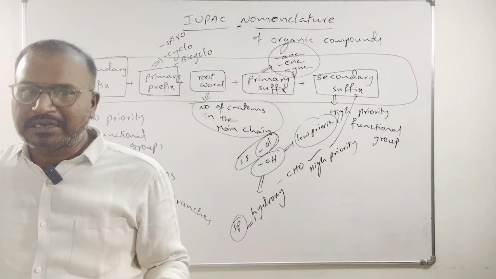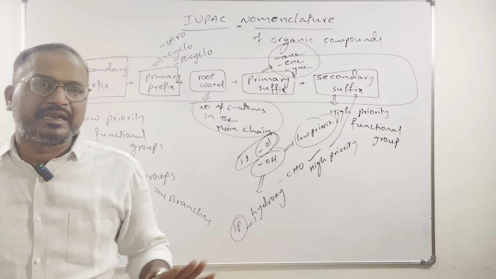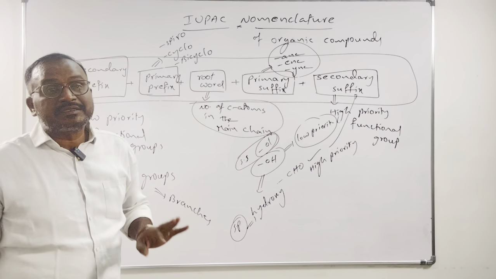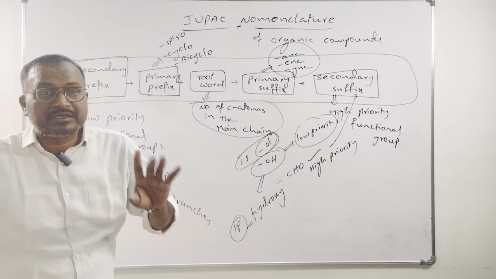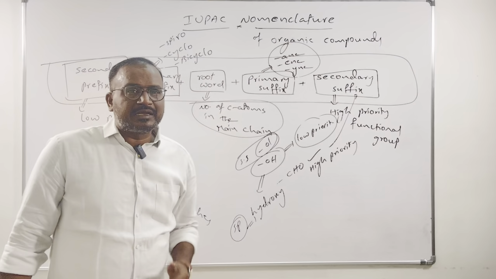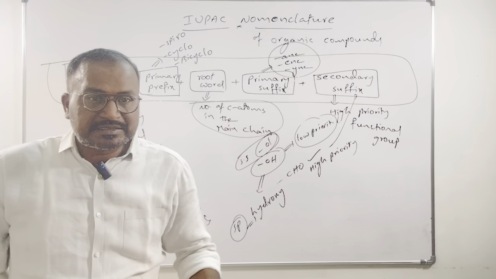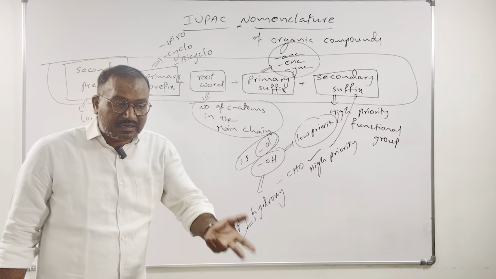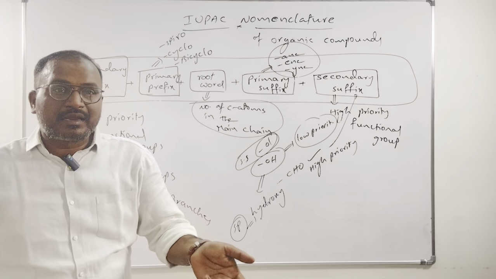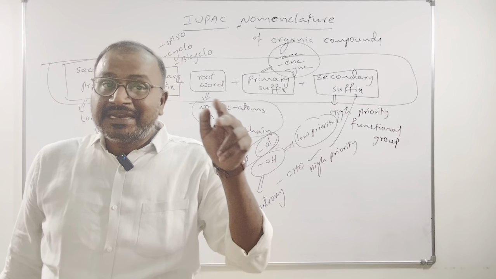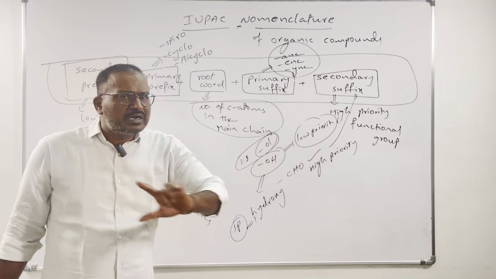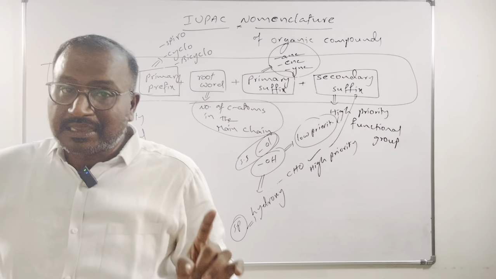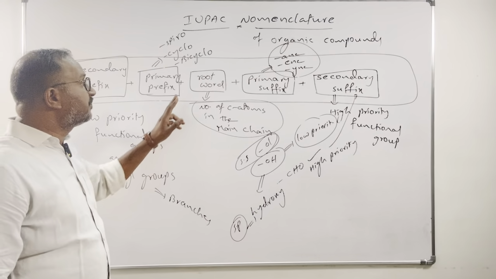More than 10 is not required for us, up to 10 only is enough. From that only we have to write many names. So 10 carbons in the main chain, that is dec. If a single bond is there, decane. If one double bond is there, decene. If one triple bond is there, decyne. 10 carbons, one triple bond, decyne. 10 carbons, one double bond, decene. 10 carbons, only single bonds between all 10 carbon atoms, decane. Like that, you have to say root word.